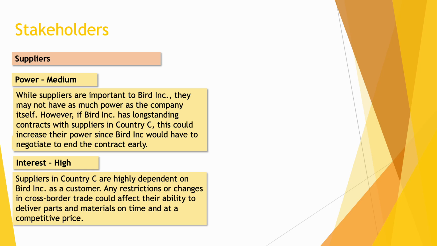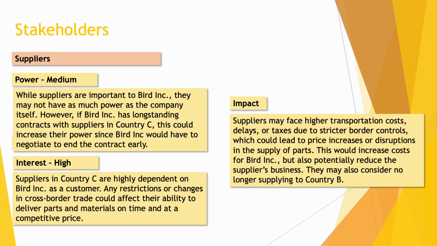So the impact, just to summarise, your suppliers are likely to face extra costs, extra difficulty getting things over the border. That's going to potentially either reduce their margins or force them to push those extra costs onto Bird Inc. And there is a very real risk that Bird Inc. could just leave and go with alternative suppliers elsewhere, which could be devastating for these organisations. Again, a couple of marks each for answering each of those parts.